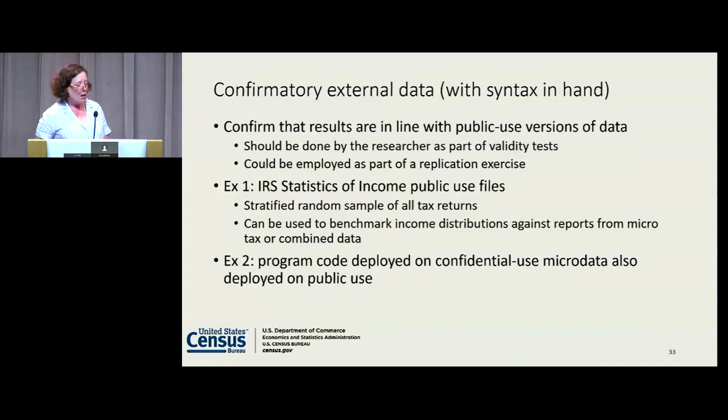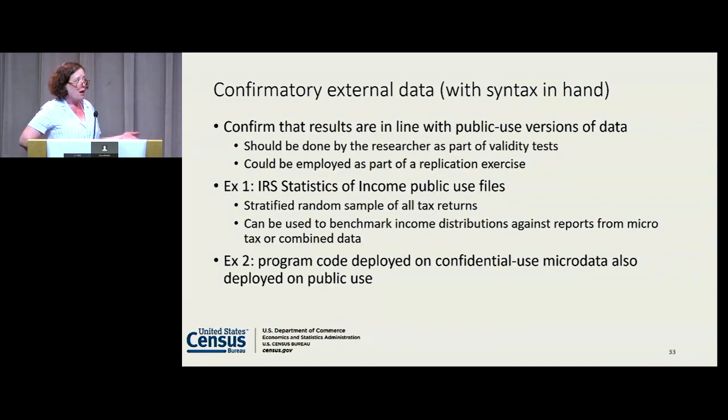So the next best option, and this is more for scientific replication, is if you have a study and you can't get the administrative records, but you can get some kind of confirmatory external data, or some aggregate data or synthetic data, and basically confirm that results are consistent with public use versions of the same data. Really, this should be done by the researcher as part of validity tests, and I am personally doing more and more of these in my own work. It could be employed as part of a replication exercise or a check of syntax. I think you need to have the syntax code in hand. This is sort of like an additional good thing.